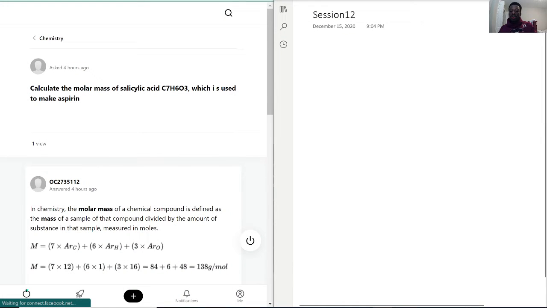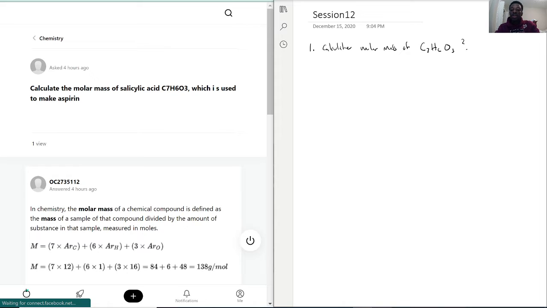And we're going to start with question number 1. Calculate the molar mass of salicylic acid, so that's C7H6O3, which is used to make aspirin. So the important thing here is to find the molar mass. We need to be able to add up the atomic mass unit, the AMU, of its constituents.